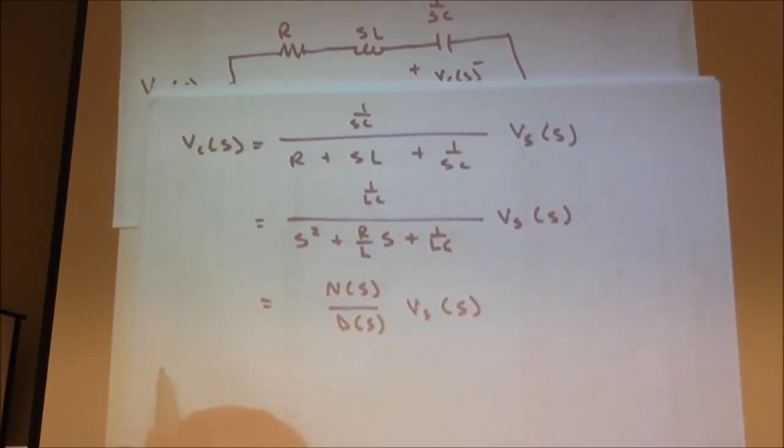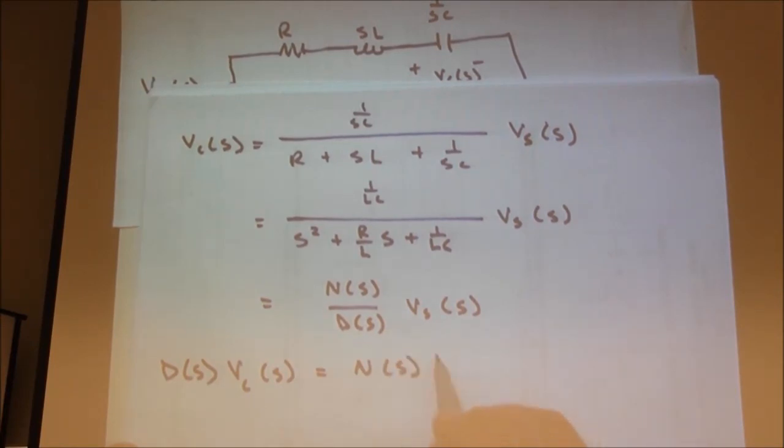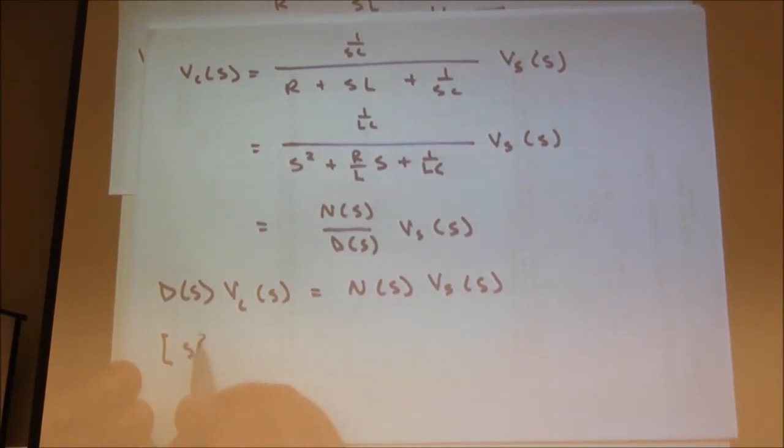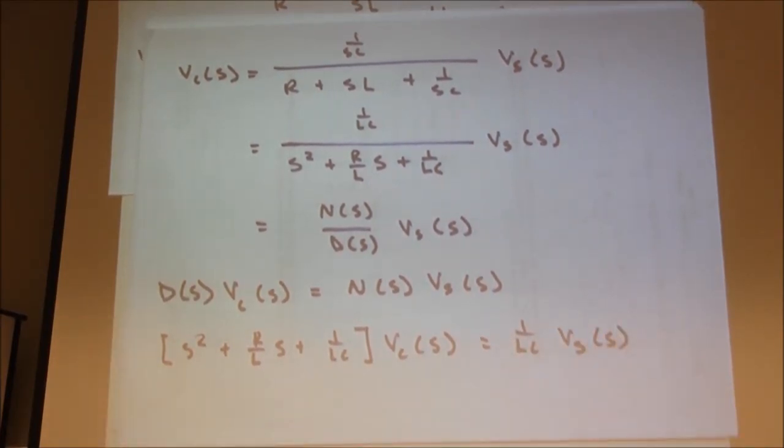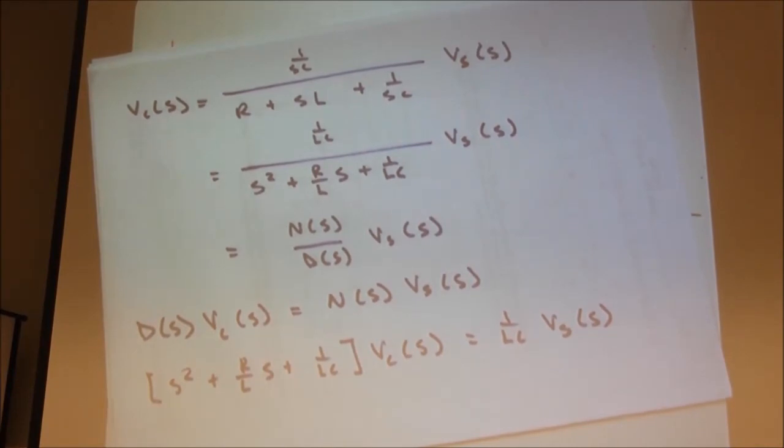Let's rewrite this for a second. D of S times VC of S, the voltage across the capacitor, equals N of S times V source of S. Let's write that out. S squared plus R over L S plus 1 over LC, times VC of S, equals 1 over LC times V source of S. All I've done is take that voltage divider expression on our previous page and do a little bit of algebra. I did it fast, so maybe you're not quite confident I didn't make a mistake, but I feel pretty good about it.